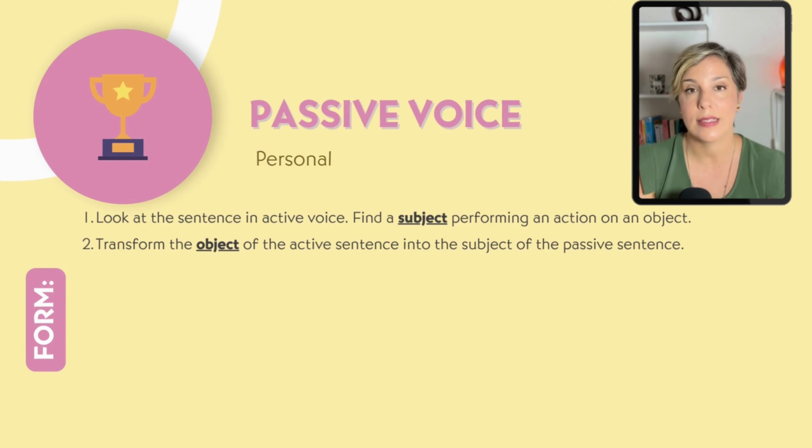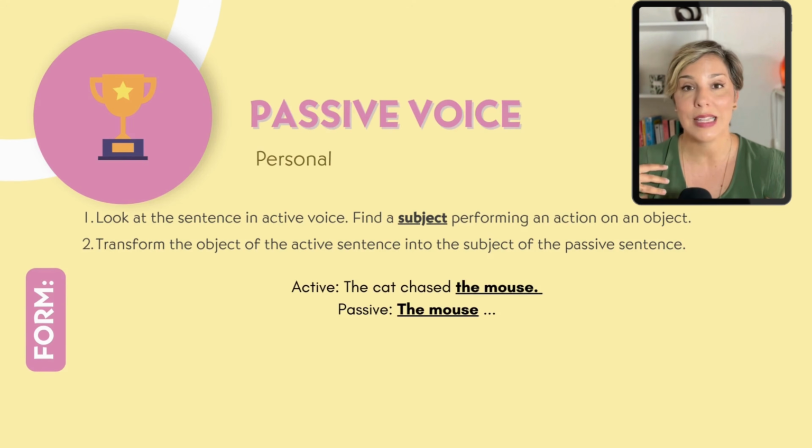Okay, in the active sentence. Okay, and then it will become the subject of our passive sentence. So for example, the mouse is the object in the active sentence, so the mouse will be my subject in the passive voice sentence. So my passive sentence will begin with the mouse, blah, blah, blah.